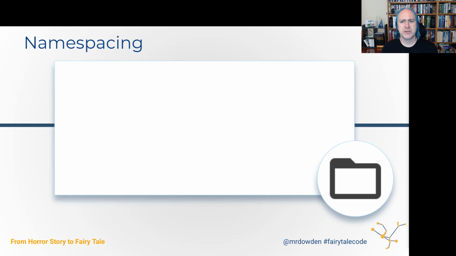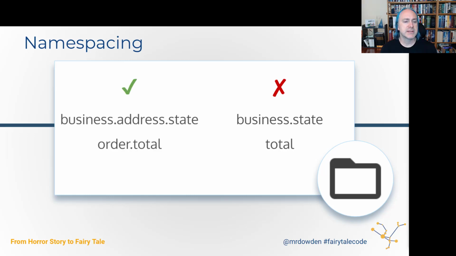So we also often use namespacing as part of the context of the information we're trying to convey. Things like business.state or total don't have a lot of context, because state could mean, for example, an address, right? Like Indiana, Illinois, Missouri, Michigan, whatever. Or it could be the state of the business. It's active, it's operating, it's delinquent, it's suspended, it's terminated. Those sorts of states, right? And the total of what? Total tax, total whatever, it's order total.